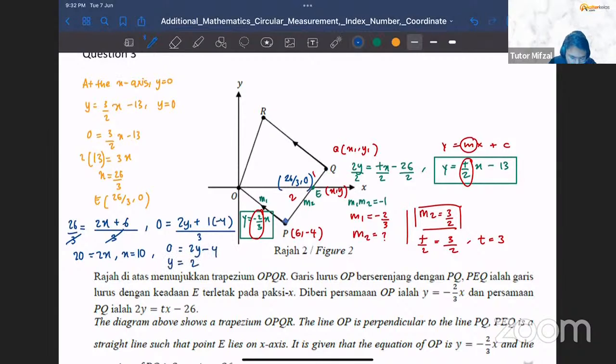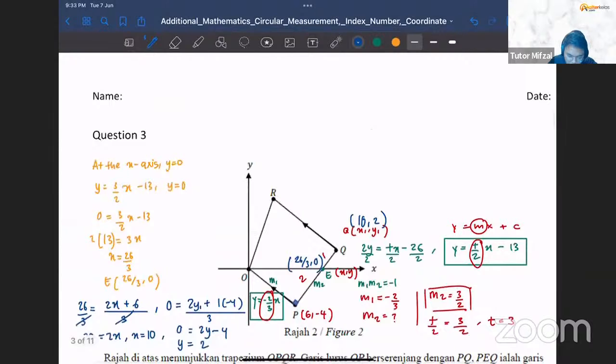4y is equivalent to 2. Okay, so we already find the coordinate of Q. Q is just (10, 2). Okay, dapat Q (10, 2). Dah tahu Q (10, 2). Now we have to find QR.